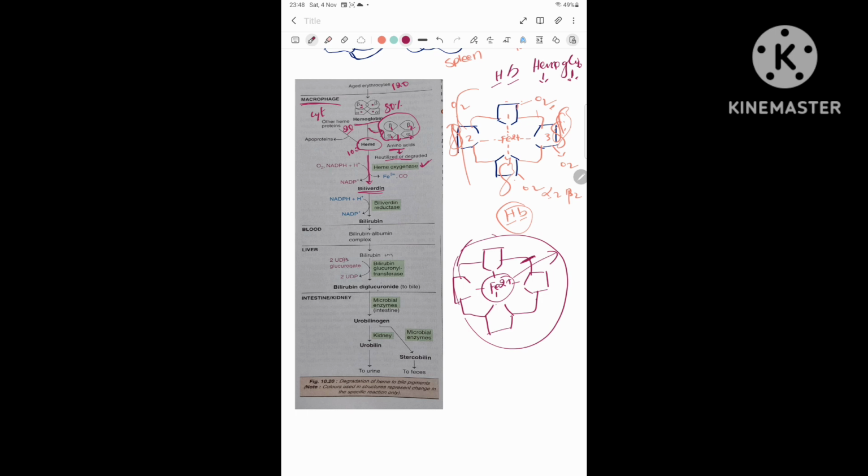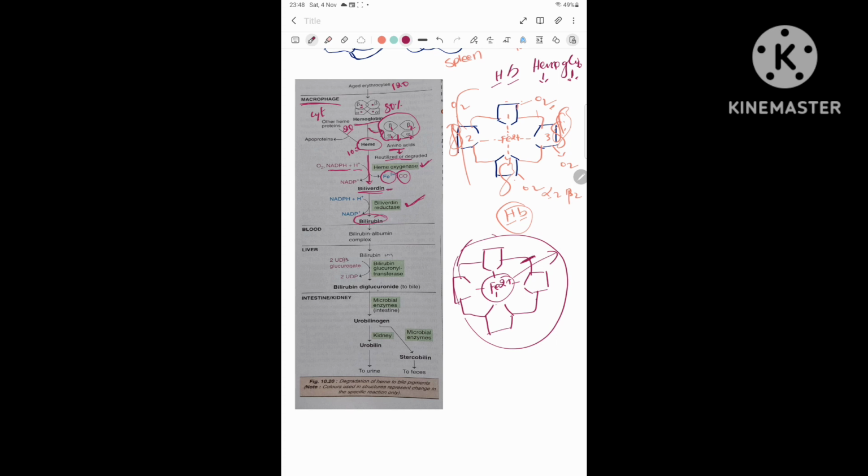And this is energy dependent, which means NADPH plus H+ is required, and one oxygen is also required. So by using NADPH plus H+ and oxygen, heme is converted to biliverdin by the enzyme heme oxygenase, and Fe3+ and CO are both released. Now this biliverdin is again reacted on by the enzyme biliverdin reductase. Biliverdin reductase catalyzes the conversion of biliverdin to bilirubin. Now the bilirubin is formed.